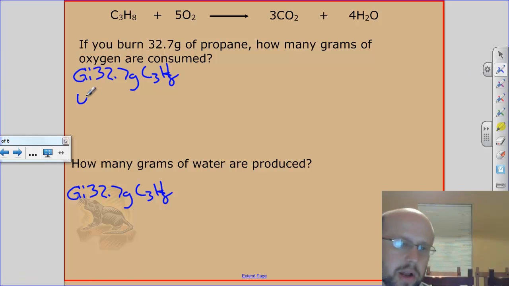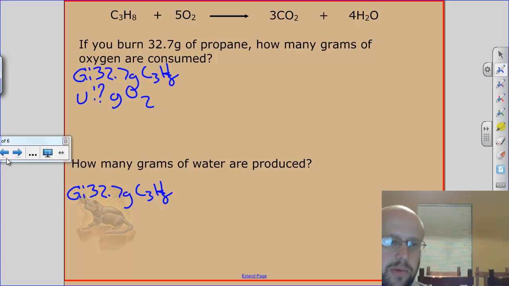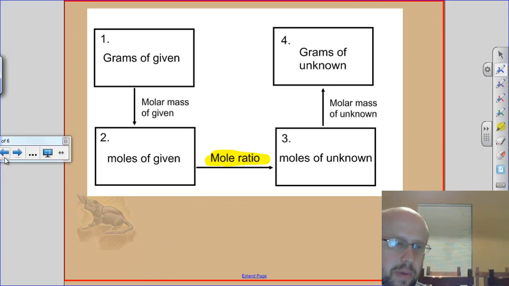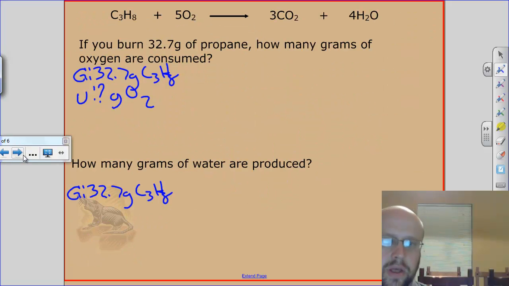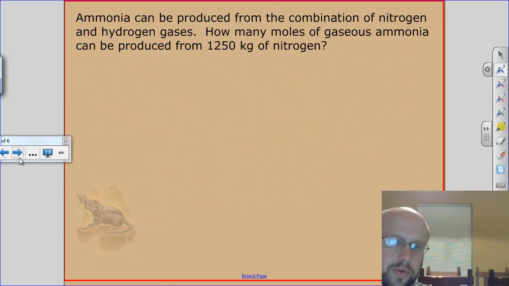So my unknown for the first problem is grams of oxygen. Now, this is what I would traditionally call a full stoichiometry problem. Why is it a full stoichiometry problem? Because if I look at my roadmap, I'm starting at grams of given and I'm ending at grams of unknown. So there's basically 3 steps that I need to take: molar mass of the given, mole ratio that we always take, and then molar mass of the unknown. All right, so let's walk through that.